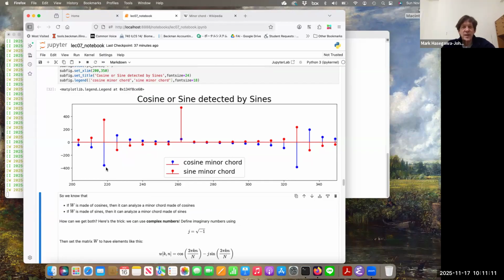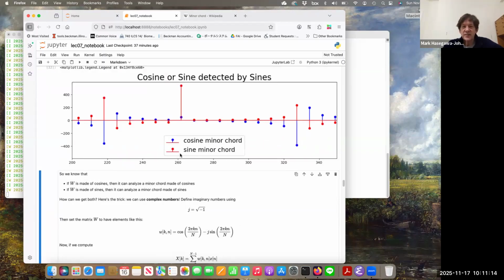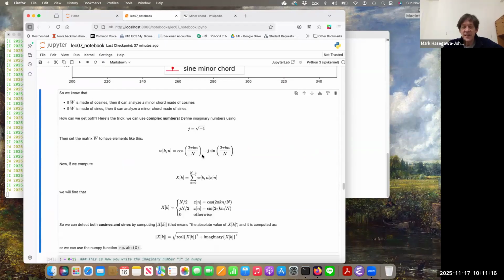The discrete Fourier transform is just the same as the discrete cosine transform, except instead of multiplying by a cosine, we'll multiply by both a cosine and a sine wave, both at the same time. And we do that using the trick of complex numbers. We'll use j, which is the square root of -1, the imaginary number. And we'll say that w of k comma n is a complex number. It has a real part, which is the cosine at k hertz, and it has an imaginary part, which is the sine at k hertz.